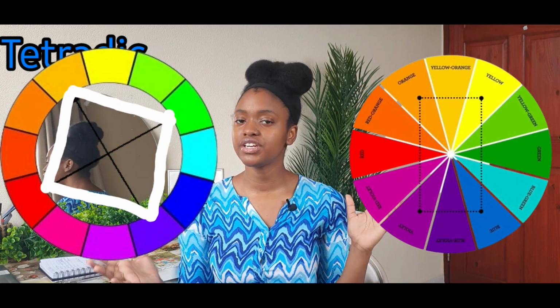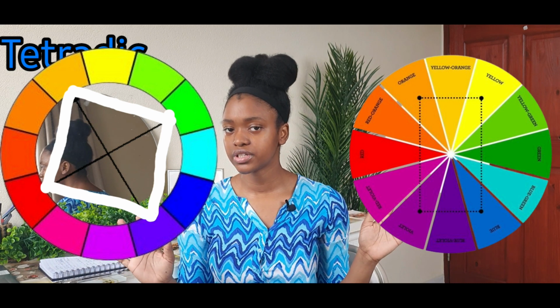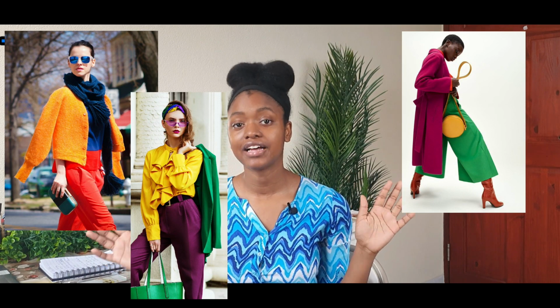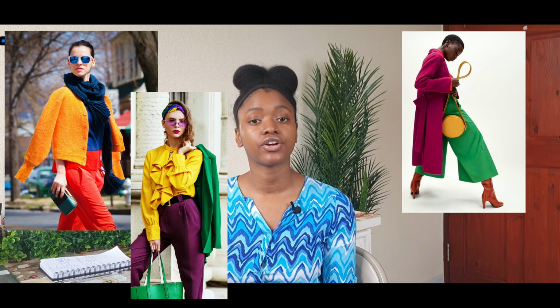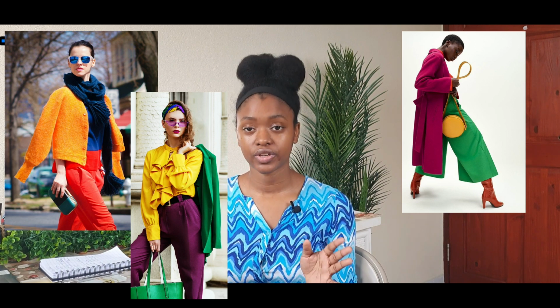Now this can be a bit tricky to work around, but essentially the aim, and it's something you have to practice, is to try and find some sort of good balance, because these are a lot of colors to use. You have to try and find a good balance between all the colors. I'm going to insert some examples so you have a reference as to how you can create a tetradic, a rectangular tetradic, or a square tetradic outfit.